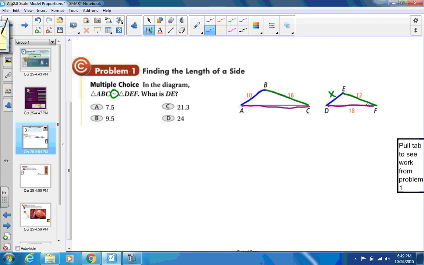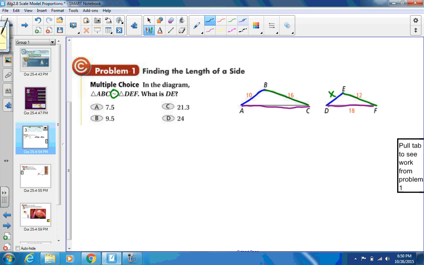Now, sometimes this is easier than other times because sometimes we have, let's say, a shape that's spun around. So you have to figure out which side is actually corresponding if they were the same shape and pointed in the same direction and whatnot. So we're going to use the corresponding parts to solve for DE.